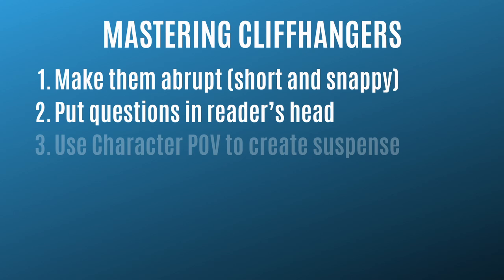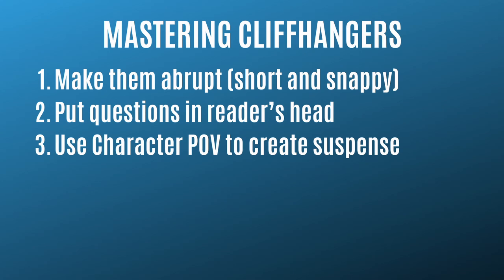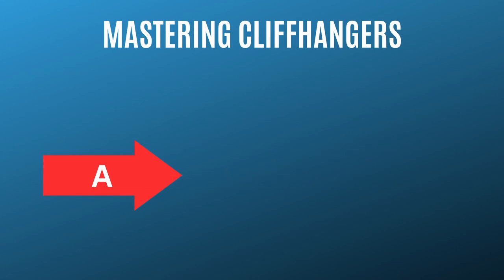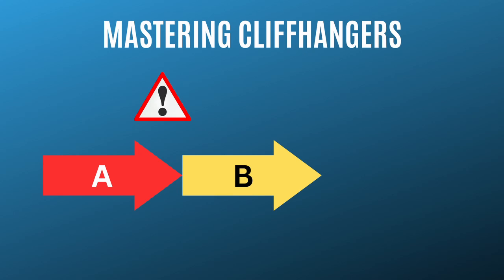Number 3, use character point of view to your advantage. Use it to create suspense. And this is especially effective when you have a story that has more than one point of view character. If you end a chapter with character A, and character A is in a dire situation, and then you cut over to character B's storyline, then things are moving along smoothly. Things are moving along regardless of what's happening in character B's storyline.